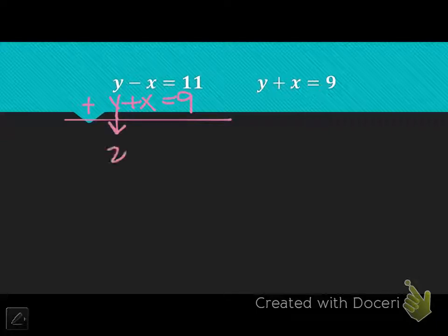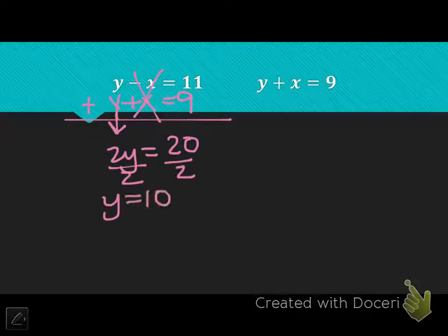So y plus y is 2y. My x's cancel. 9 plus 11 is 20. Divide both sides by 2. Y is equal to 10.